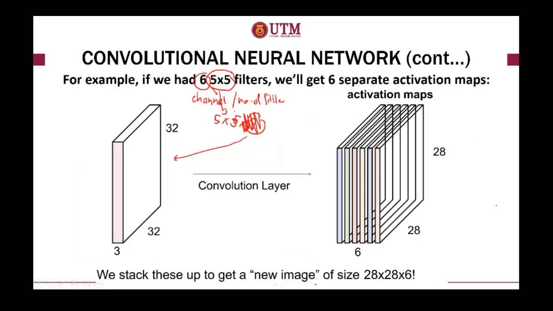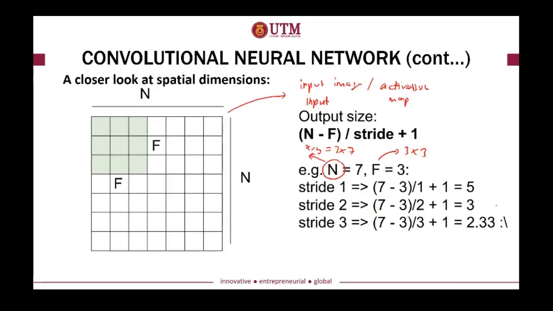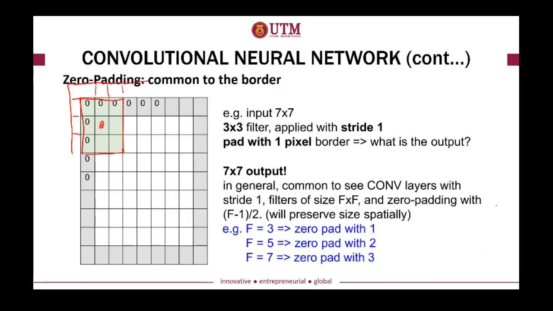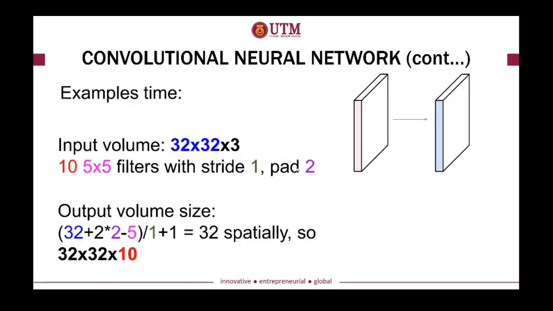So in this exercise over here, the depth size is 10 because the number of filters you use in this convolutional operation is 10. I hope you get what I mean. And the size is maintained because of stride equal to 1 and padding equal to 2. So that's how you estimate the volume size.